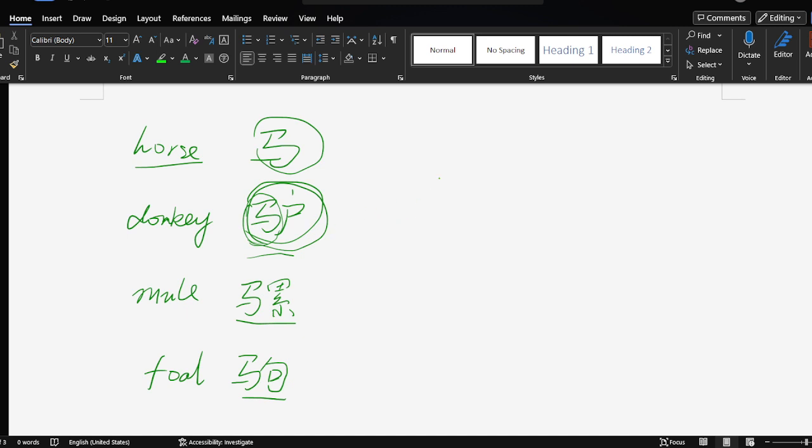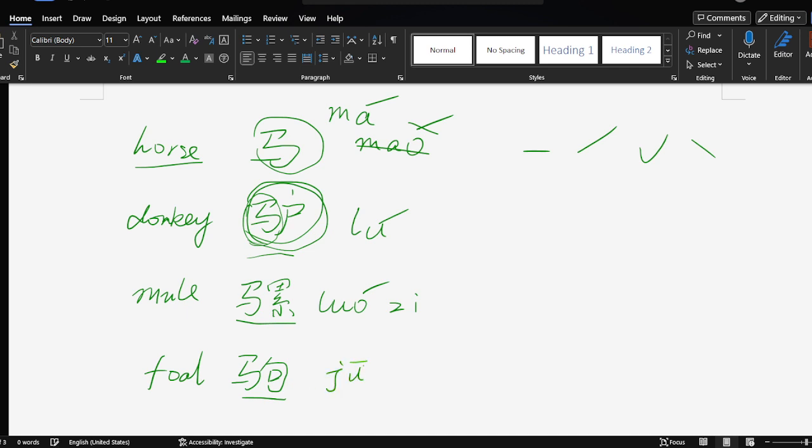So, how to speak this? I write the pronunciation. But if you are a beginner, you can ignore the tone. Ma. So in Chinese, there are four kinds of tone: first, second, third, fourth. Oh, it's wrong. It's not this. It should be ma. And this, the pronunciation should be lu. And this one, the Chinese pronunciation should be luozi. Okay, this one, how about the foal? Ju.